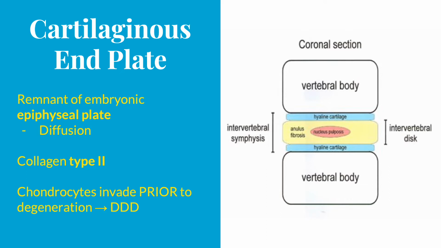So the cartilaginous end plate, as I mentioned, is super important to determine the health of the discs. When we talk about degenerative disc disease, which is really common as people age, this is going to be one of the first locations where any evidence of degeneration or damage to the discs can be seen. Chondrocytes are going to invade this cartilaginous end plate prior to any degeneration. So that's the first step in degenerative disc disease.